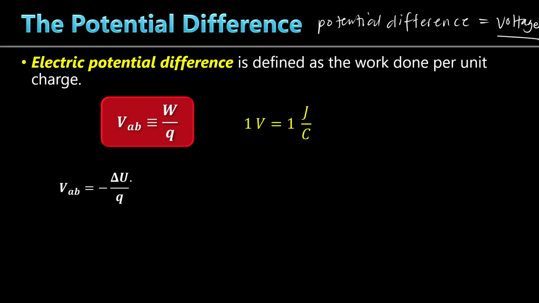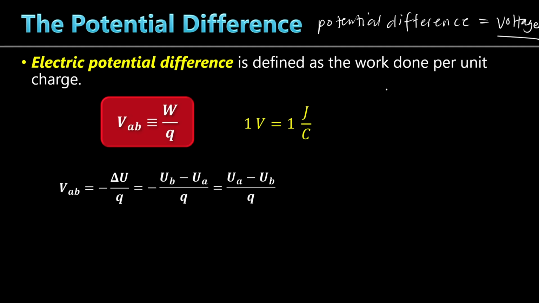Okay? So this delta U is equal to UB minus UA. Okay? Negative of UB minus UA. I just copy the charge in the denominator. If I want to simplify this expression, this becomes UA minus UB. So here, we have UA divided by Q minus UB divided by Q. This UA is the electric potential energy at point A divided by the charge. And this UB is the electric potential energy at point B divided by the charge.